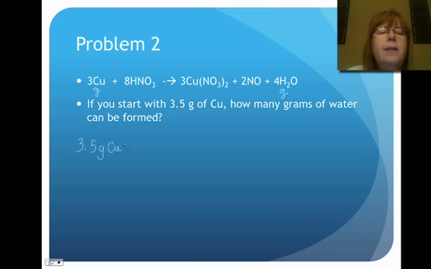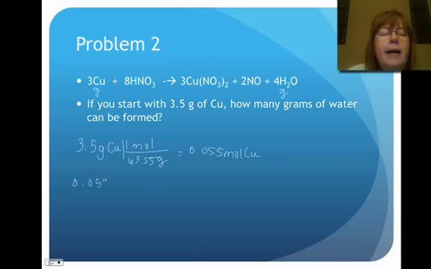So this is the first step that we did in the last problem. We're dividing grams by the molar mass of copper, and we get 0.055 moles of copper. But we don't want moles of copper. But that amount of copper, and we're assuming that we had plenty of nitric acid, like we just had an excess of nitric acid. So this copper is going to limit what amount of product we can make.